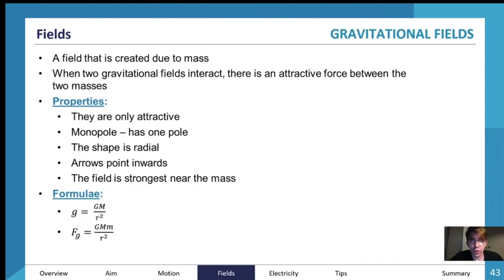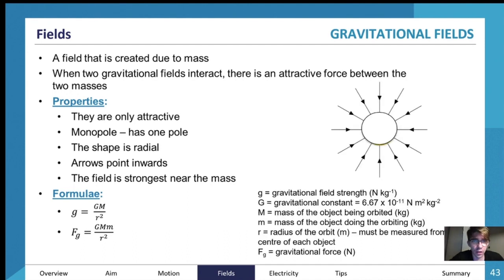A gravitational field is a field that is created due to mass. When two gravitational fields interact, there is an interactive force between the two masses. The properties of gravitational fields are that they are only attractive, they are a monopole. The shape is radial, the arrows point inwards, and the field is strongest near the mass. The formulas that we use are g = Gm/r², and Fg = GMm/r².